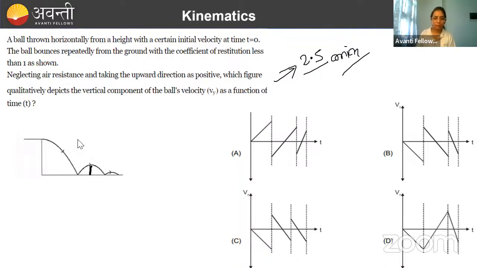No, no, no. You just see the question carefully now. Read the question carefully. What is written there? Taking upward direction as positive. Upward direction is taken as positive. So keep that point in mind and accordingly draw the graph now. And see that the initial velocity will be in which direction, right? Check with that and let me know.